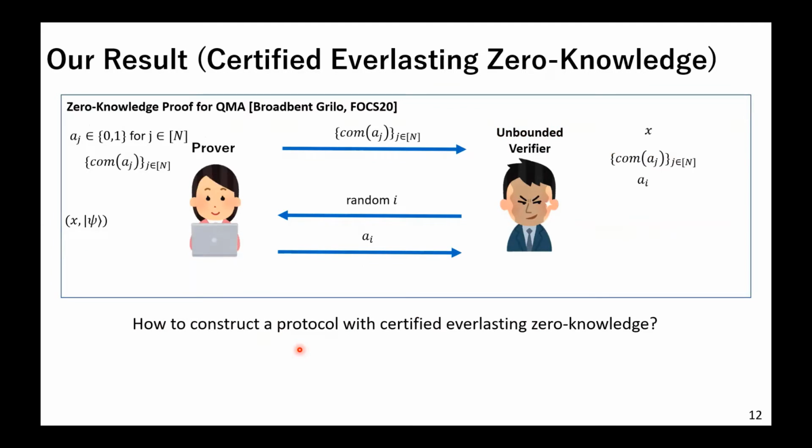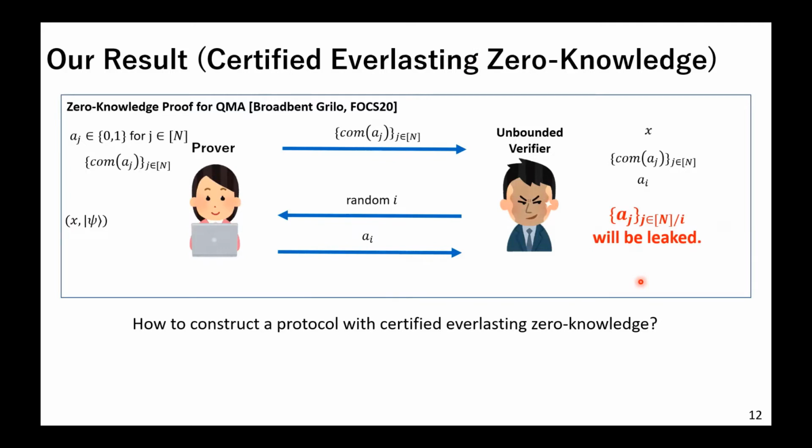For that, I will explain why the known construction is not secure against an unbounded malicious verifier. In the known construction, the classical commitment satisfies only computational hiding. So an unbounded malicious verifier can obtain the committed value from the classical commitment. This fact breaks the zero-knowledge property of the known construction.